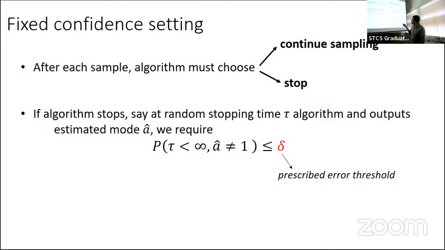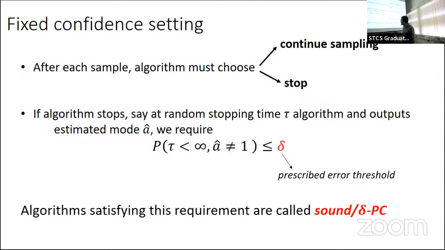The algorithm should satisfy the following criteria. Suppose the algorithm stops at some random stopping time tau and gives the answer a hat, then the probability that I do stop and give the wrong answer is at most delta. Think of delta as some sort of an error budget, which is exogenously and pre-specified to the algorithm. The algorithm must be designed in a manner that satisfies this. Algorithms that satisfy this condition are called sound or delta PC, where PC stands for probably correct.